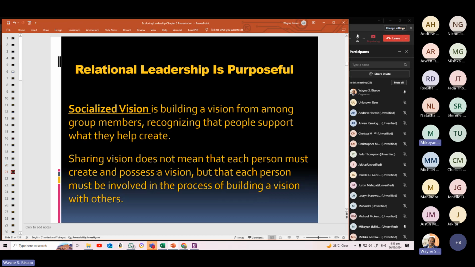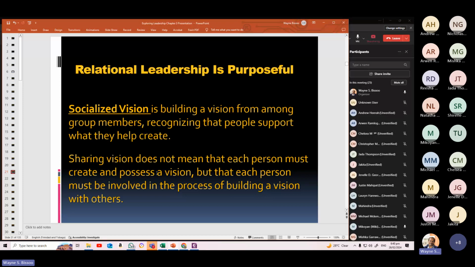So socialized vision is a stronger way to develop that vision, which is building a vision from among the group members. Now, I'm not saying developing your own personal vision is not a good thing, but if you were to build the vision for your organization from a social approach, which means everybody gets an opportunity to have some input in the vision of the organization, it's going to be much better. Or you take your personalized vision and you socialize it, meaning that you get people to buy into it and improve upon your personal vision based upon their input.